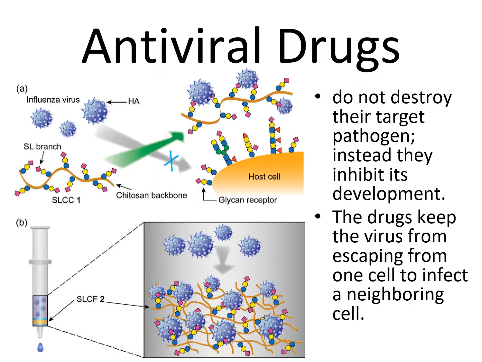There are also antiviral drugs. This is number 4. The antiviral drugs do not destroy their target pathogen. Instead, they inhibit it. They stop it from developing. The drugs keep the virus from escaping from one cell to infect the next cell. So if one cell is already infected, it can inhibit the replication process. So go ahead and pause the video and write that down.